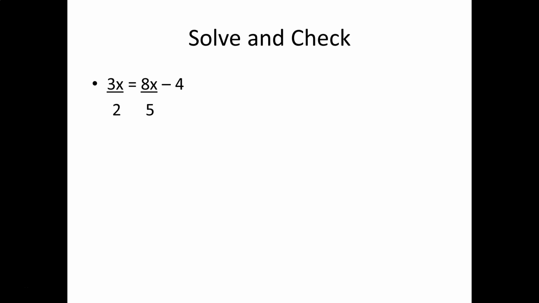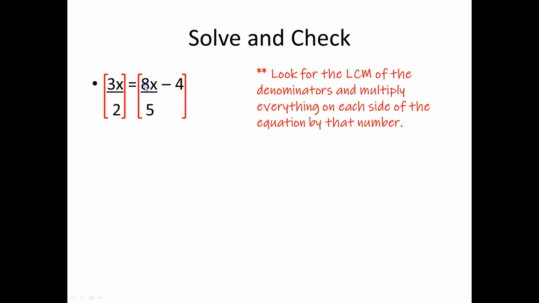This is our most complicated problem. But don't worry, it's not that bad. What do we do? How are we going to deal with, we have a 2 as a denominator, a 5 as a denominator, and no denominator. Okay, here's how you do it. You're going to look at these two numbers and look for the lowest common multiple of the denominators. And you're going to multiply everything on each side of the equation by that number.